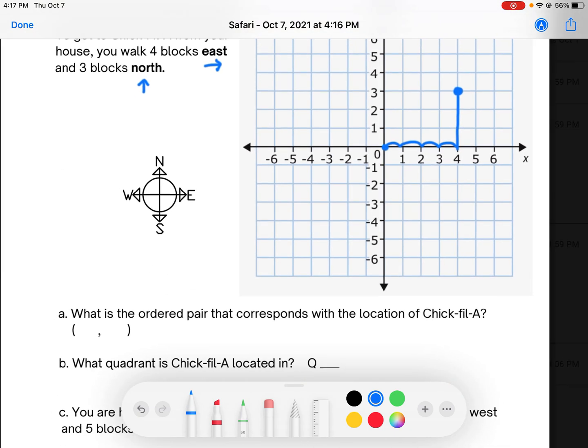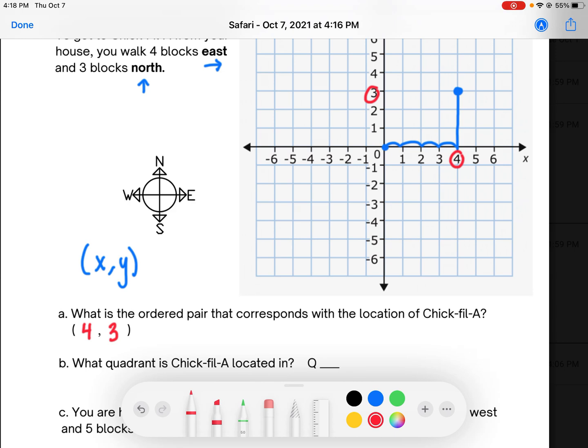And when we go to this next question, it says, what is the ordered pair that corresponds with the location of Chick-fil-A? So remember, anytime we are finding or writing an ordered pair, we know that ordered pairs are represented by X and Y, the location on the X and the location on the Y. So when we look here, we can see that we are located on 4 on the X and 3 on the Y. They're both positive. So that point would be (4, 3).